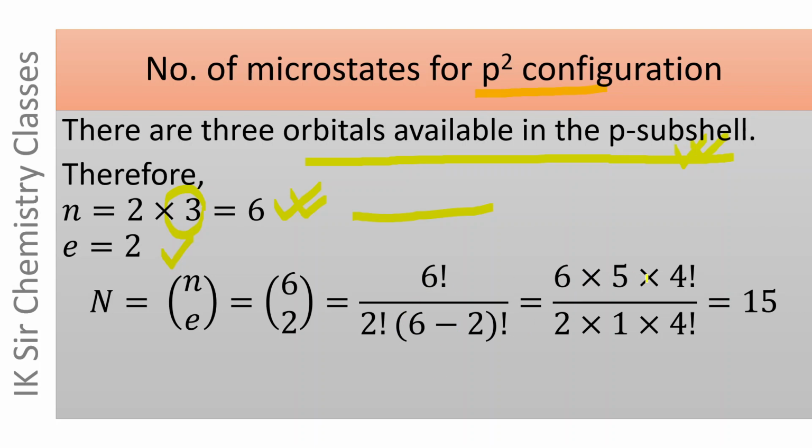Factorial 6 can be written as 6 into 5 into factorial 4, and factorial 2 is equal to 2 into 1, and it is into factorial 4. Factorial 4 will be cancelled out and the overall result will be 30 divided by 2, that is 15. Thus, there are 15 microstates for p2 electronic configuration. It means 2 electrons can be placed in the p subshell in 15 different ways. These are the microstates for p2 configuration.